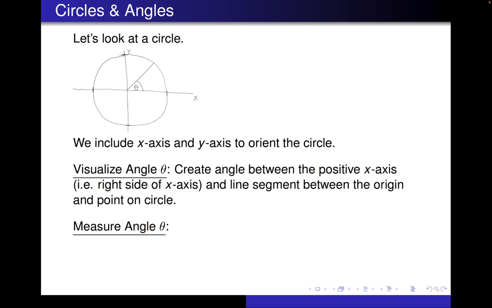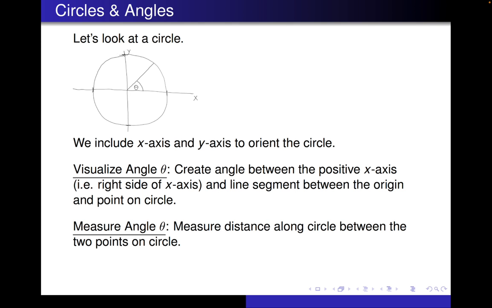The way we're going to measure an angle, we can do it in a lot of different ways, but we're going to find the distance between 2 points along the circle. So we're going to go from the point where the circle hits the x-axis to the point where the other side of the angle hits the circle.